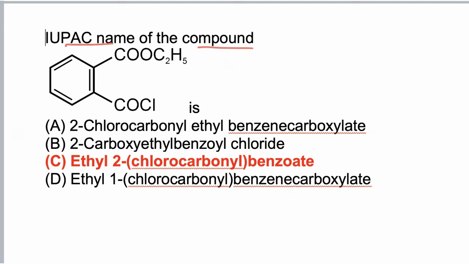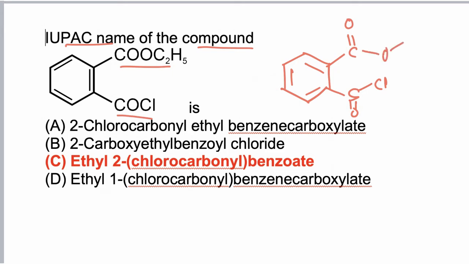IUPAC name of the compound. So first we have to identify the principal function group present in the molecule. The molecule has both ester and acid chloride, but according to the priority table, ester has higher priority over acid chloride, hence ester is the principal function group. Now during naming of an ester, the group attached to oxygen is always written first. So we first write the name of the group attached to oxygen. So ethyl is written first. So the name of the molecule: ethyl.